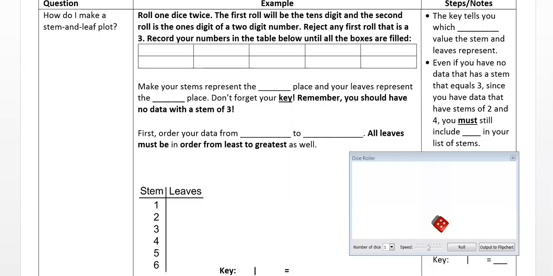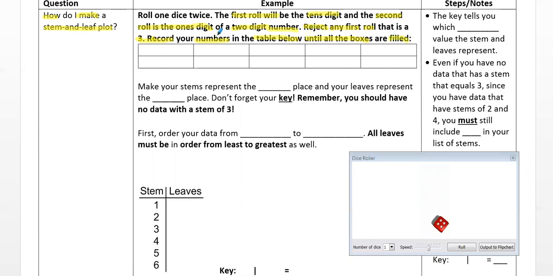All right, now let's actually make a stem and leaf plot. So question, how do I make a stem and leaf plot? Okay, example: roll one die twice. The first roll will be the tens digit, and the second roll is the ones digit of a 2-digit number. Reject any first roll that is a 3. Record your numbers in the table below until all the boxes are filled.